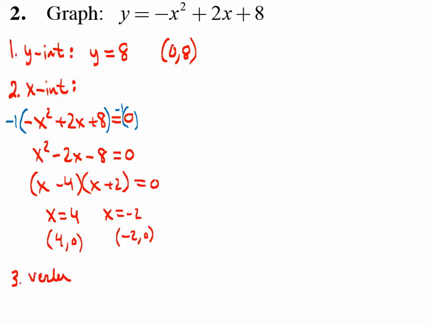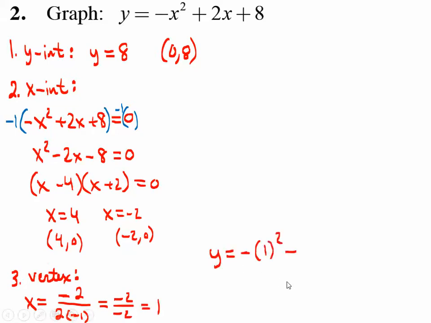All right, and the vertex. Again, this is probably the newest part here. Plug in the value, should be negative 2 over 2 times negative 1, or just a 1. And that 1 we're going to plug back into the original equation, and we get ourselves a 9. Okay, is that sort of off your graph on the match problems here?